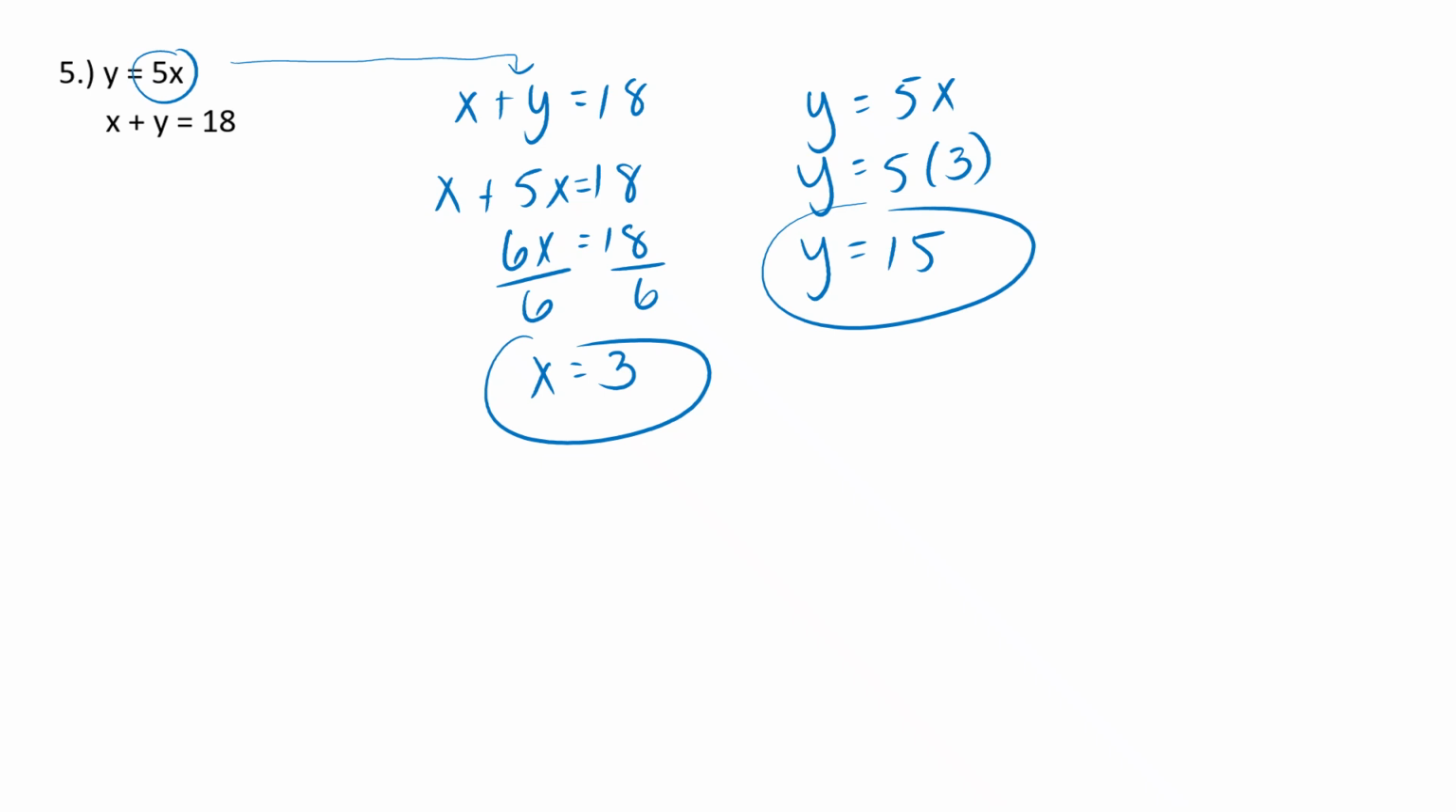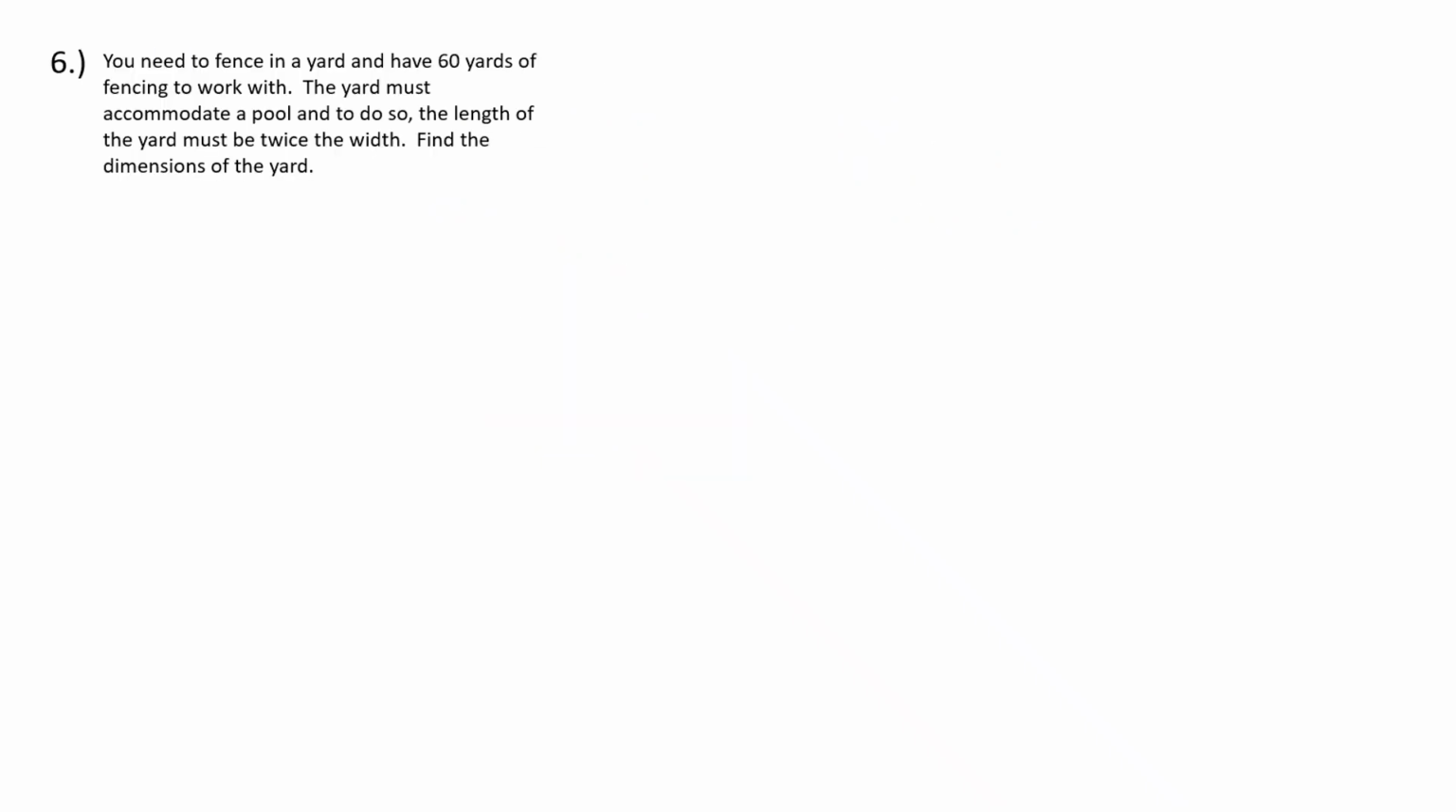All right, last one. You need to fence in a yard and have 60 yards of fencing to work with. So you're looking at your fencing, you've got 60 yards worth of fence. The yard must accommodate a pool, and to do so, the length of the yard must be twice the width. Find the dimensions of the yard.